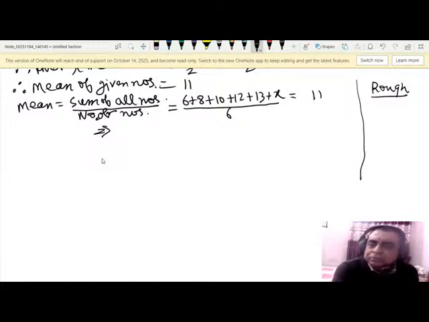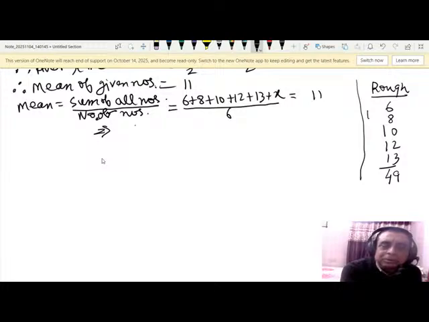So add up all these numbers: 6, 8, 10, 12, and 13. 6 plus 8 is 14, plus 2 is 16, plus 3 is 19. Carry 1. So 1 plus 1 is 2, plus 1 is 3, plus 1 is 4. It is 49. So it is 49 plus x, whole divided by 6.